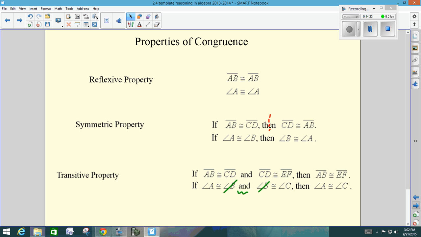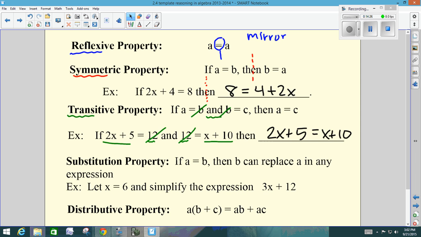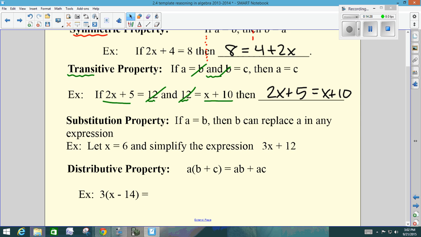I missed two in the equality. I'm going to go back to them. But it's something you've been doing since last year also. Substitution property. If A equals B, then B can replace A in any expression. You do this all the time.